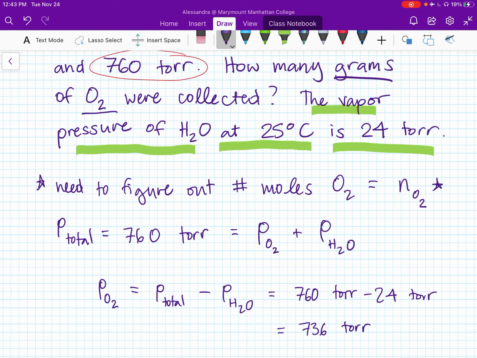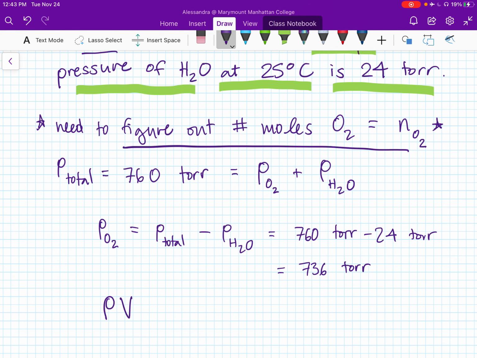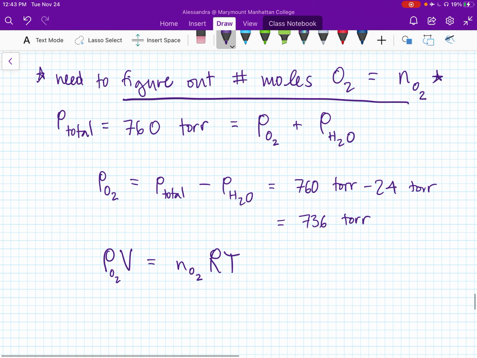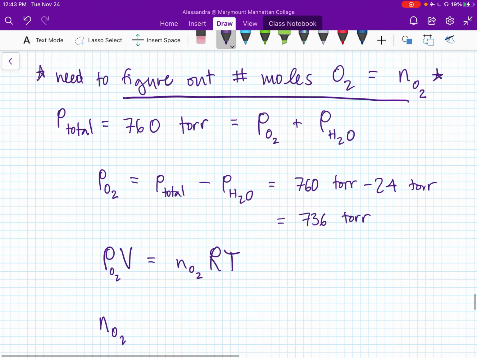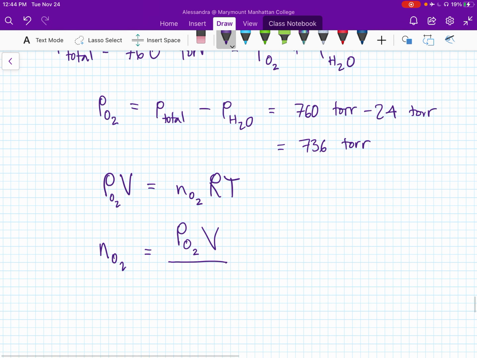Now we can figure out the number of moles of oxygen by using the ideal gas law, because the pressure times the volume of oxygen, and this is just the pressure of oxygen now that I'm using, because I want to figure out the number of moles of oxygen only. PV equals nRT. If I rearrange the ideal gas law, the number of moles of oxygen is going to be equal to the product of the partial pressure of oxygen times the volume of that oxygen, over R times T. And we have all of these variables.